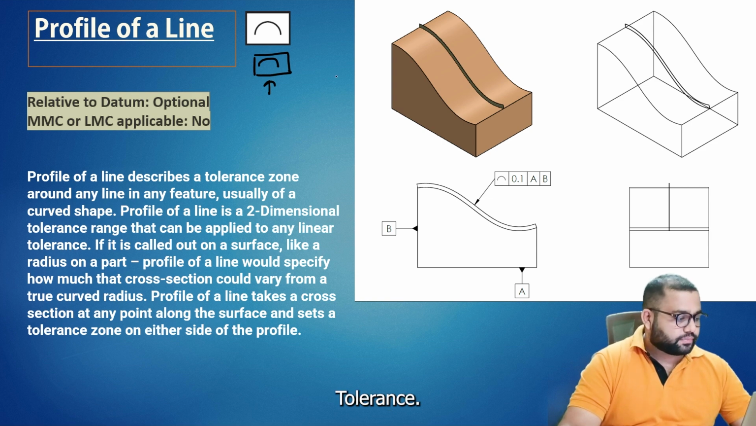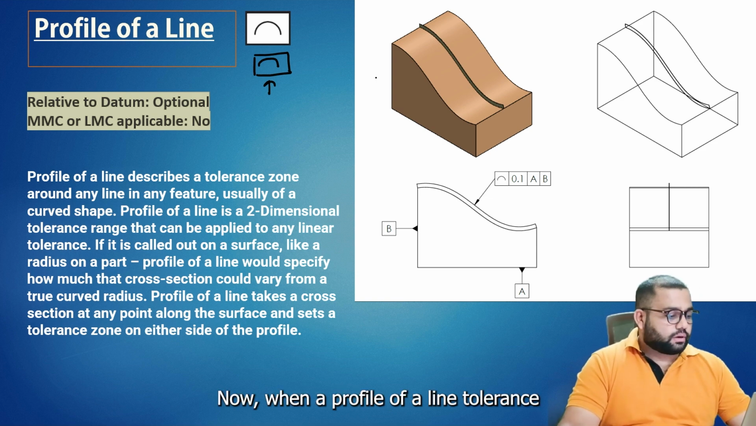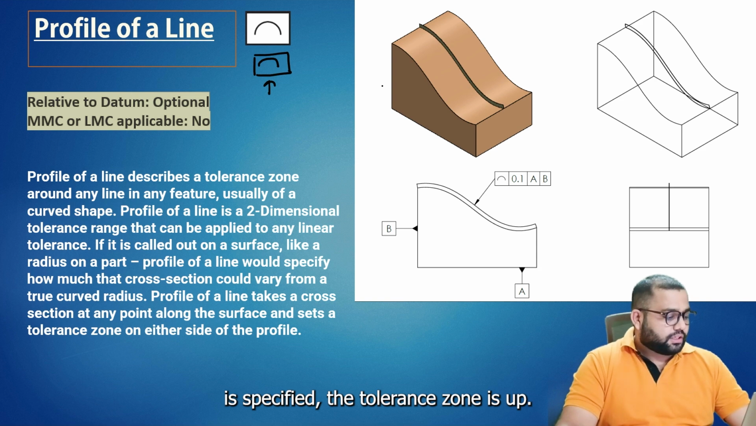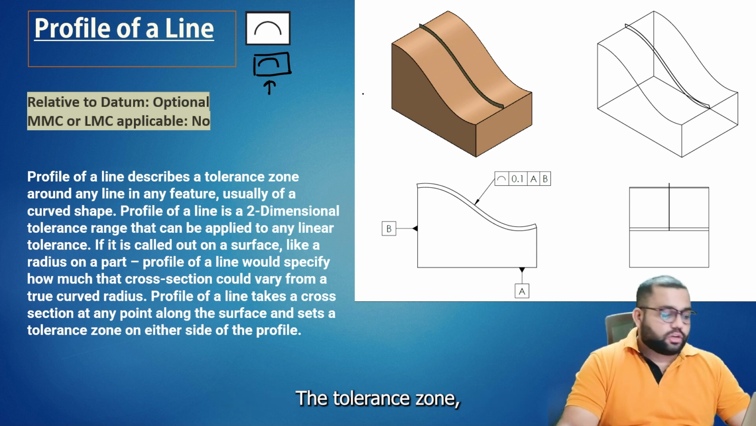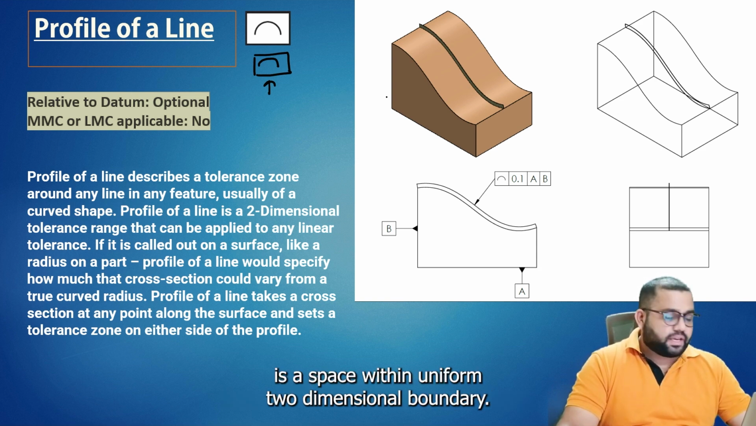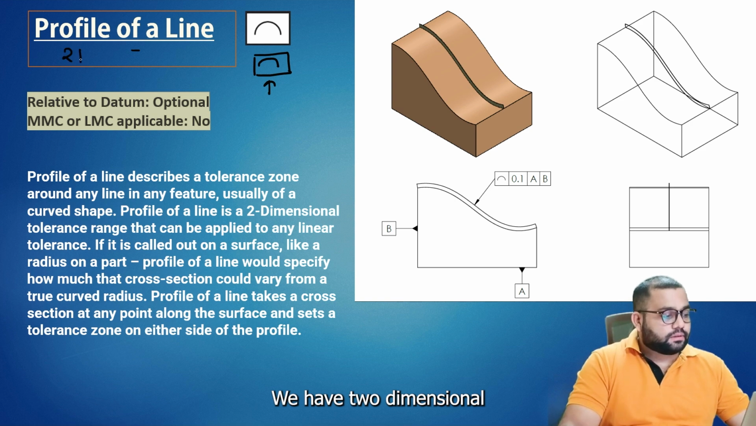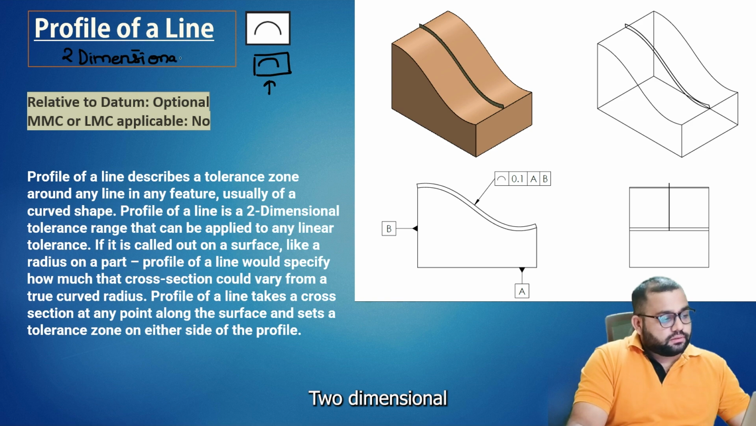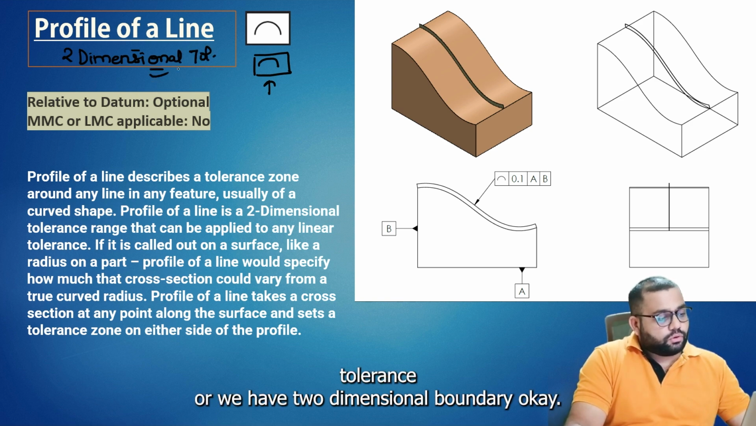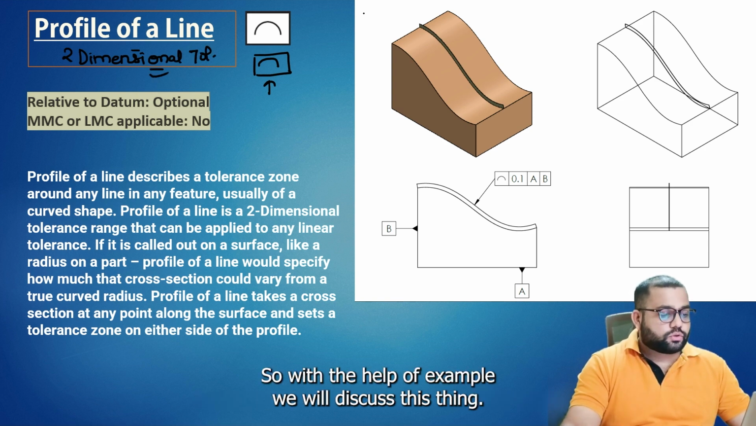Now, when a profile of a line tolerance is specified, the tolerance zone is a space within a uniform two-dimensional boundary. So profile of a line is a two-dimensional tolerance, or we have a two-dimensional boundary. With the help of an example, we will discuss this.